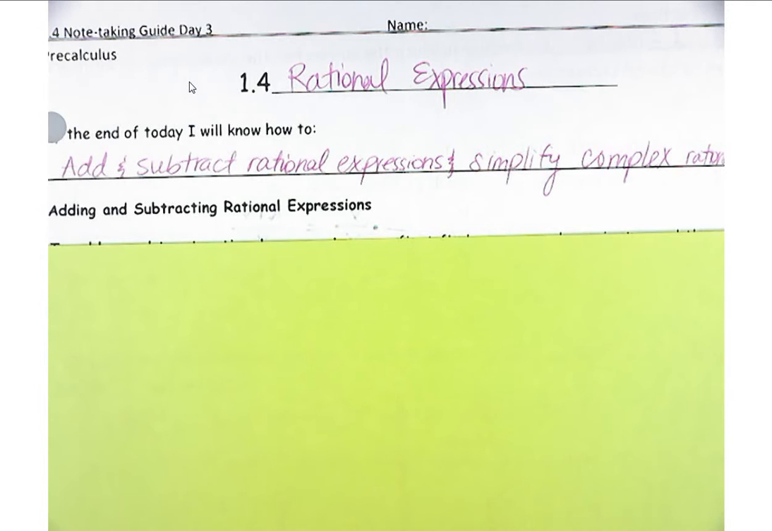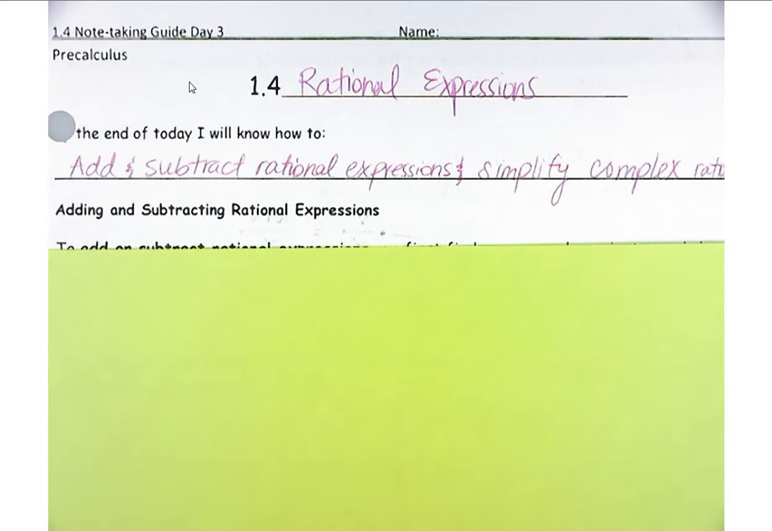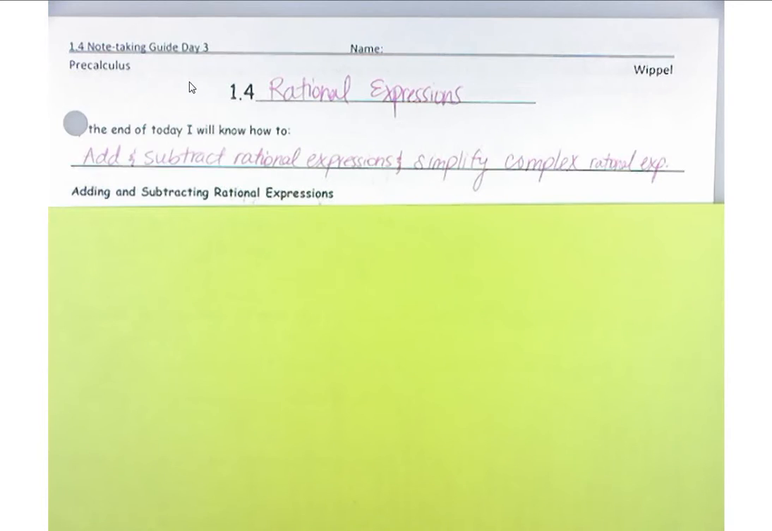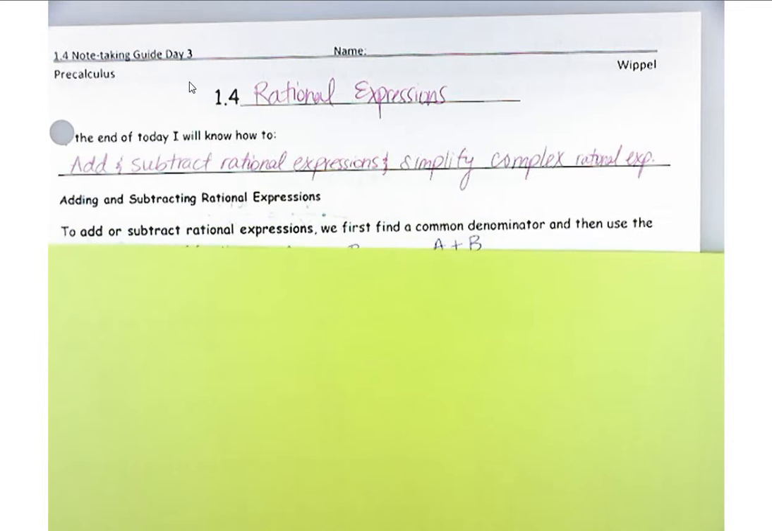Okay, so today we're doing 1.4, which is day 3 and our last day of 1.4, the rational expressions. By the end of today, you're going to be able to add and subtract rational expressions and simplify complex rational expressions. Sometimes people have trouble with the common denominator, and we have to end up multiplying and then adding and subtracting all together.